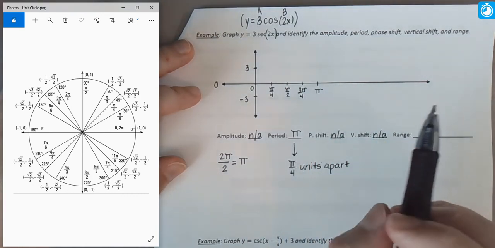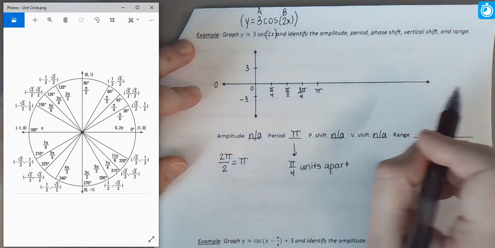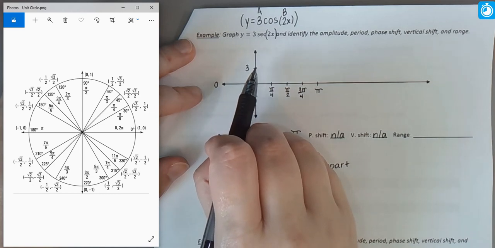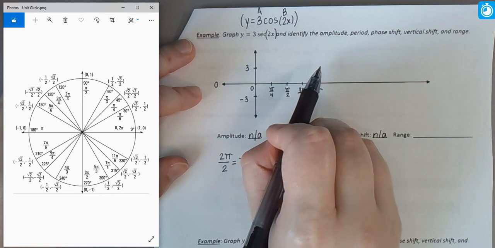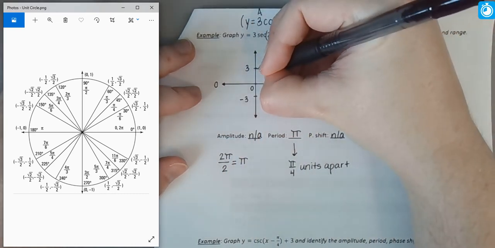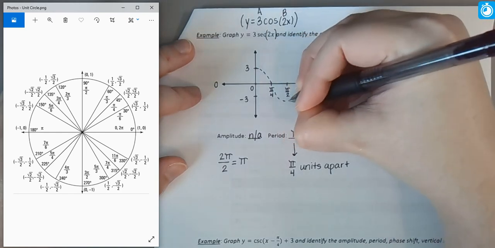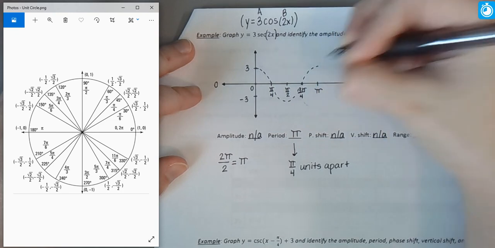Okay, so now we want to put in the cosine graph following this particular set of coordinates. So cosine, we know, starts at its maximum and then drops down to the minimum and then goes back up to its maximum. But it's just a guideline, so I'm going to put it in with a dotted line because, again, it's not really there.